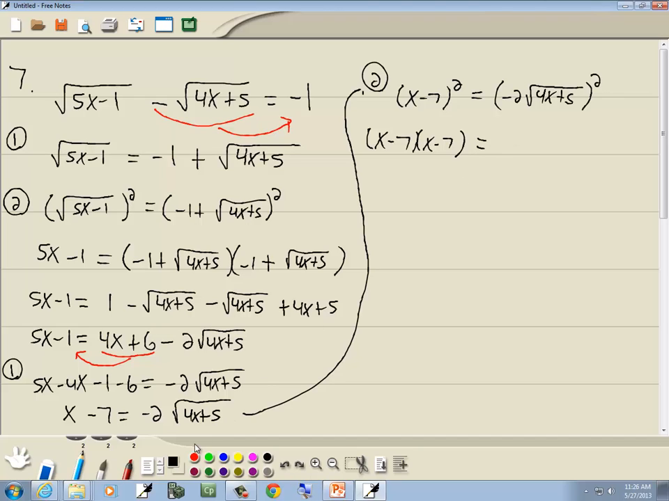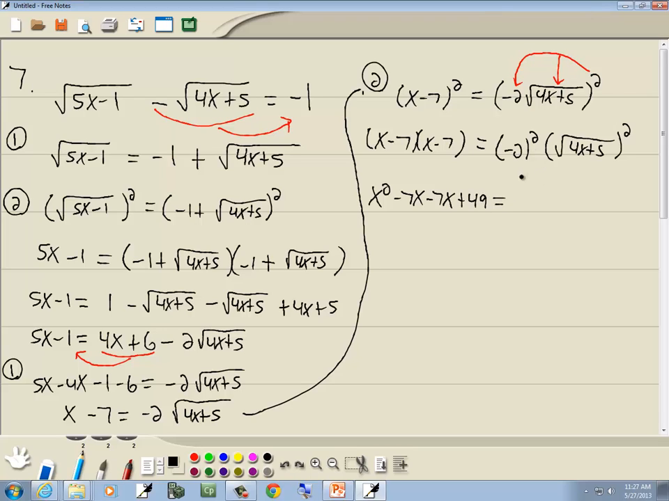And over on the right side, since everything inside your parentheses is multiplication, we can take everything to the second power. So I'll take negative 2 to the second power, and I'll take the square root to the second power. So I got negative 2 squared and square root of 4x plus 5 squared. Now back on the left side, FOIL this, multiply everything together. X times x is x squared. X times negative 7 is negative 7x. Negative 7 times x is negative 7x. Negative 7 times negative 7 is 49.